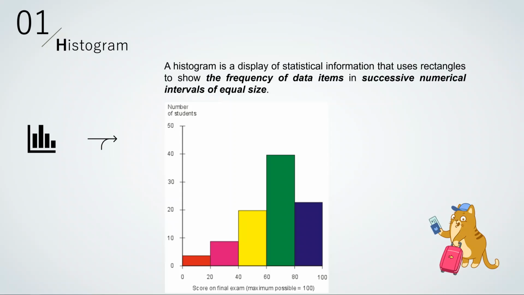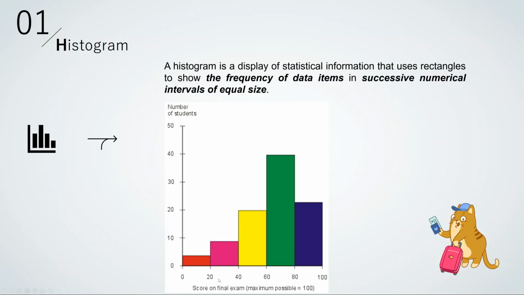A histogram is a display of statistical information that uses rectangles to show the frequency of the data items in successive numerical intervals of equal size. As we can see, here's a hypothetical graph. On the y-axis, we have the number of students, which corresponds to the frequency of the data items. And our data items will be our scores on the final exam.